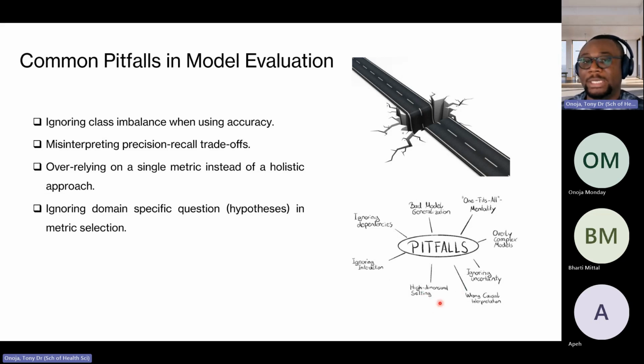Then high dimensional settings. I've talked about that over and over again. I told you guys about curse of dimensionality issues, that it's a very big problem. So be very careful about it, because when issues like sparsity arise due to the curse of dimensionality in your data set, it could make your models perform poorly.